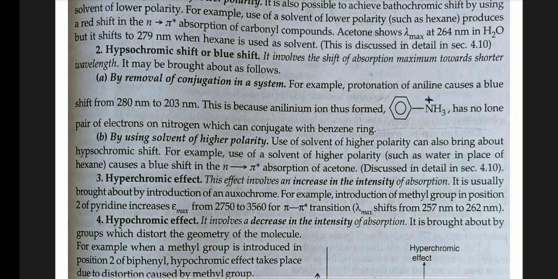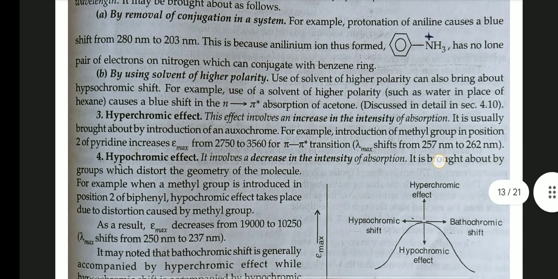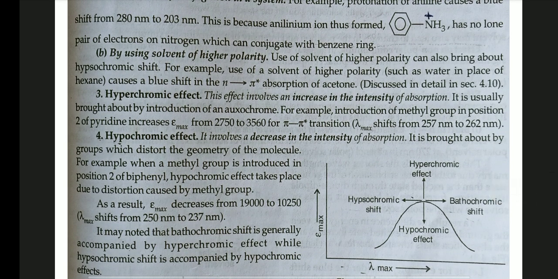Hyperchromic effect. The effect involves an increase in the intensity of absorption. It is usually brought about by introduction of an auxochrome. Hypochromic effect involves a decrease in the intensity of absorption. It is brought about by groups which distort the geometry of the molecule.